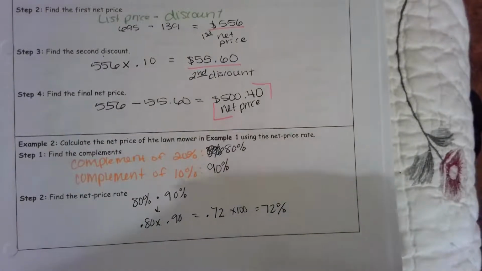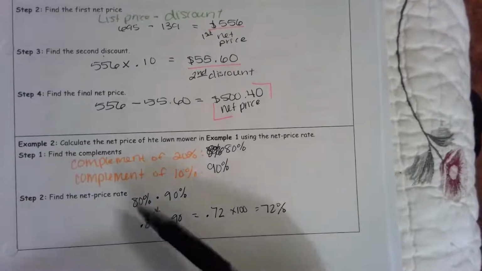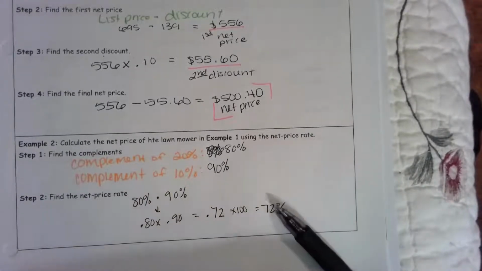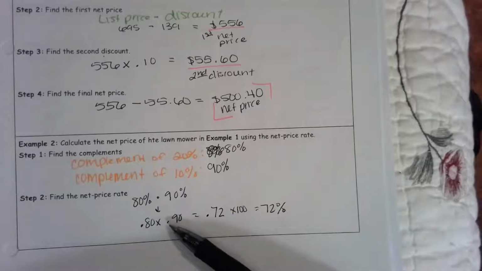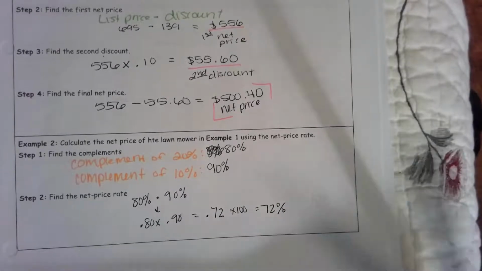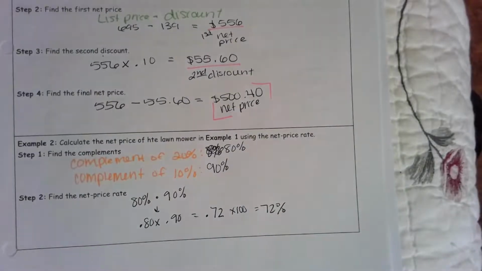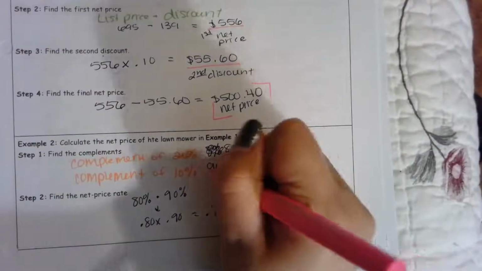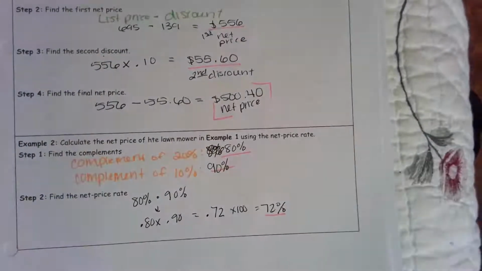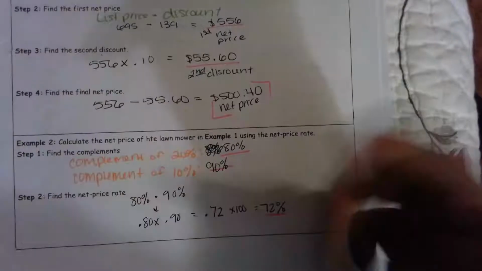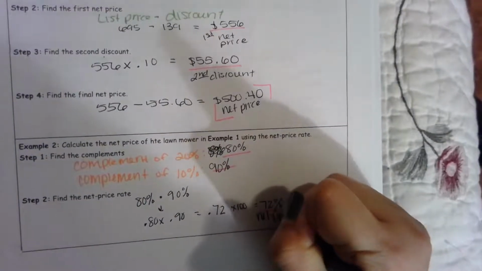But I prefer changing everything into a decimal and then multiplying and changing it back into a percentage. Okay, so we had 80%, 90%, now we're at 72%. That is the product, that is a net price rate. I'm going to write that down here. That is a net price rate.